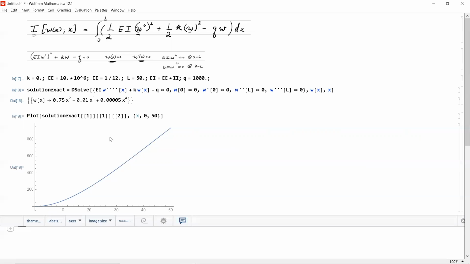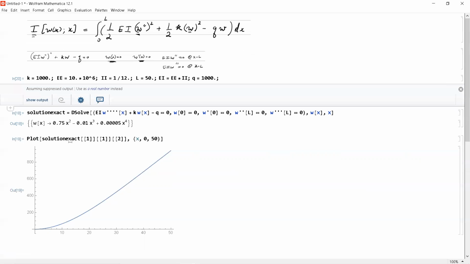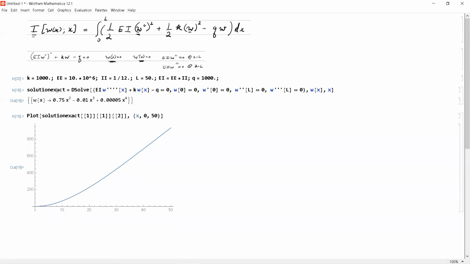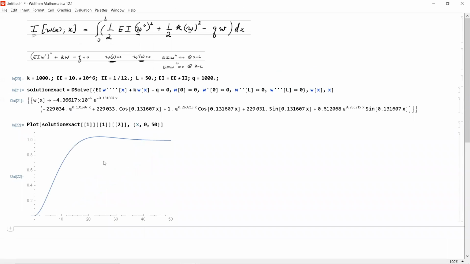So, okay, let's now try k over 1,000. Go back to that and solve it. And then I get the solution, which looks weird. Sure, it is a beam on an elastic foundation. So that's the exact solution.